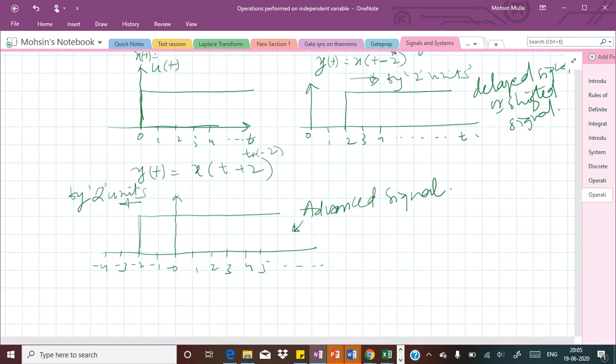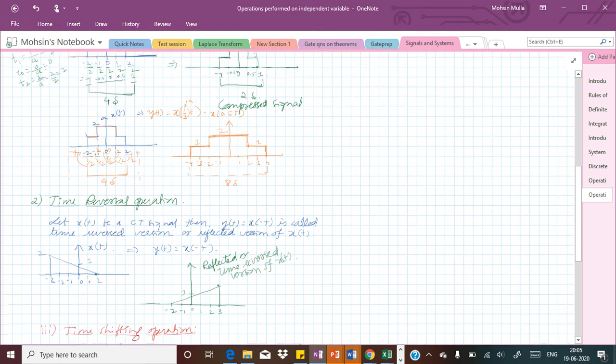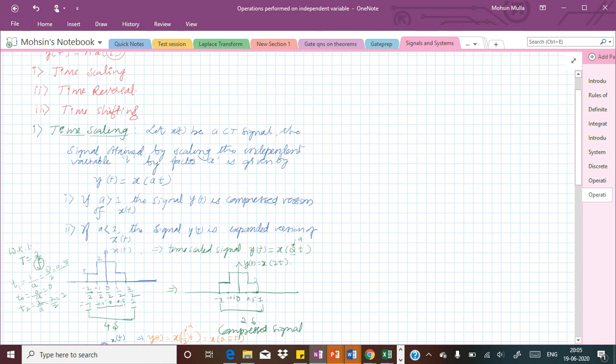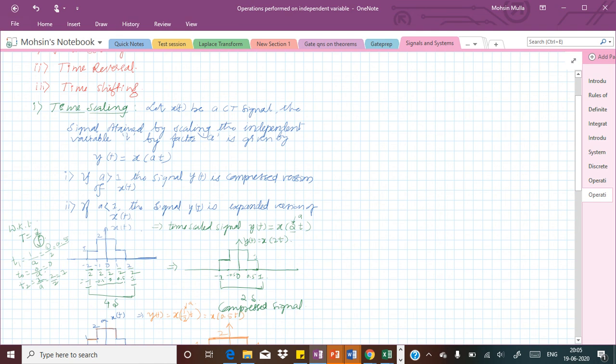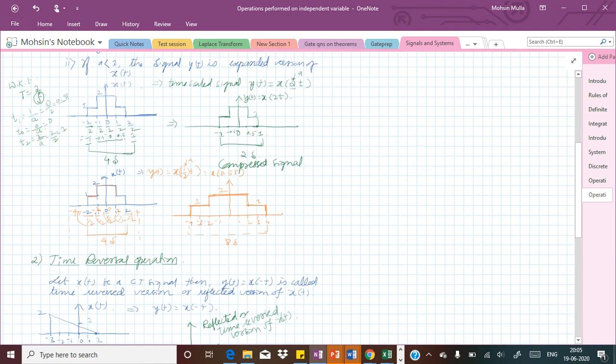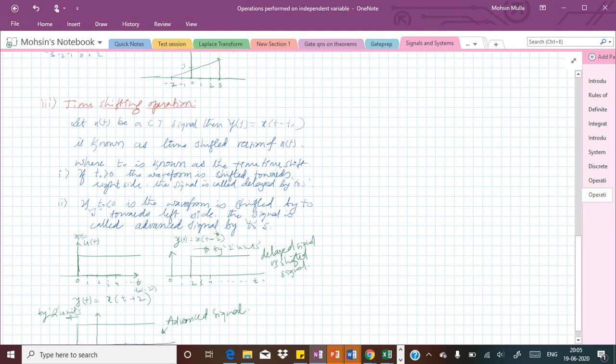Okay, so in this video lecture we saw that the operations performed on the time variable are three: time scaling, time reversal, and time shifting. Time scaling is nothing but whether to expand or compress the given signal x of t, and time reversal is nothing but to reflect the entire signal with respect to its zeroth axis, or you can say vertical axis. Similarly, time shifting operation is nothing but to delay the signal or advance the signal.